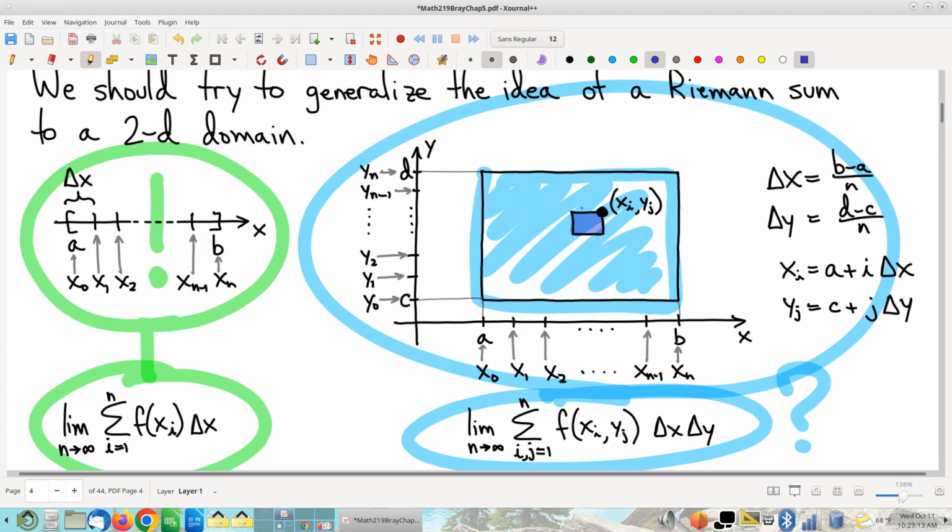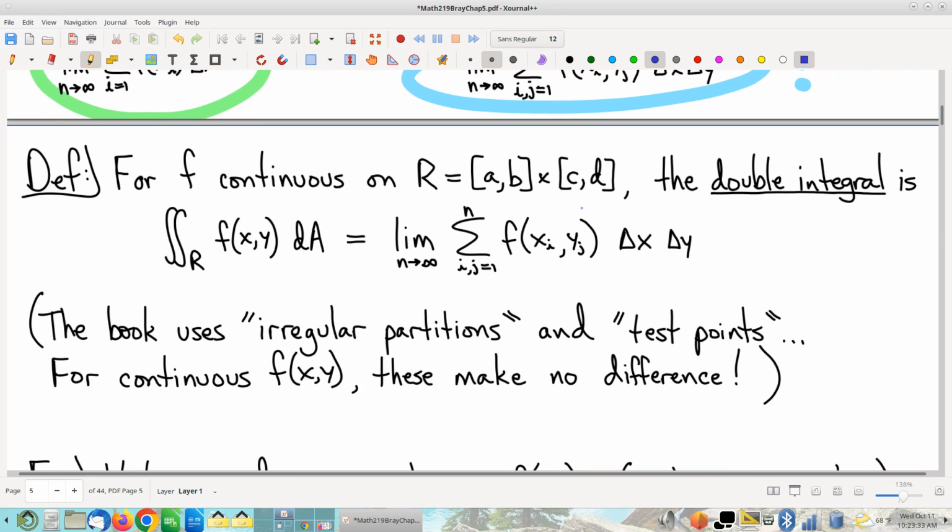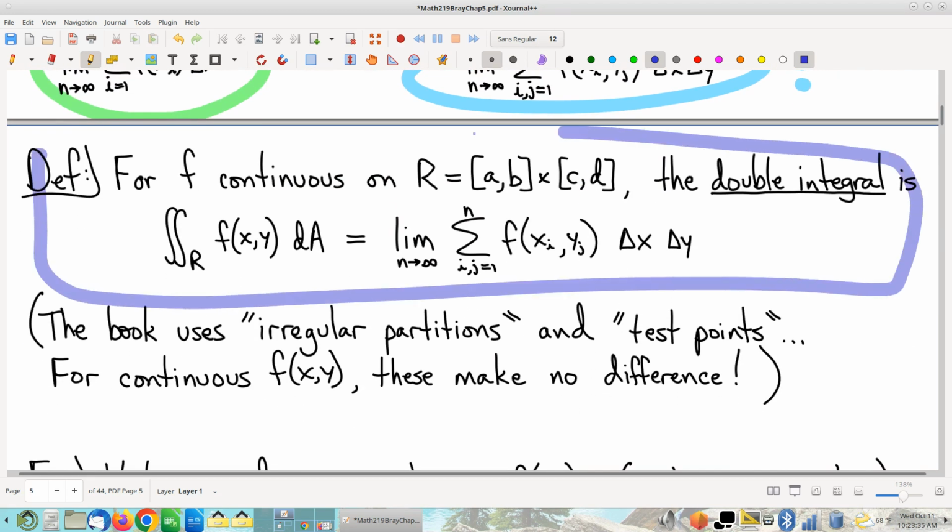And again, my claim is this is critical to applications, right? You want to figure out how many bacteria there are in your petri dish or whatever. We need to be able to chop up that question into little bitty pieces where the question's easy. Okay, so we did that last time, and that resulted in our definition of this thing called a double integral.